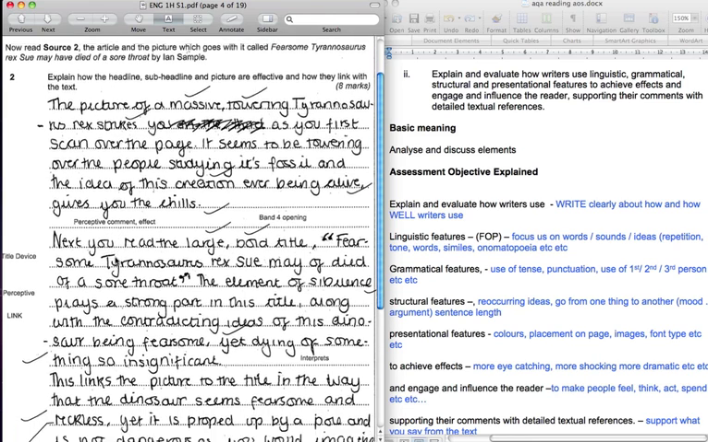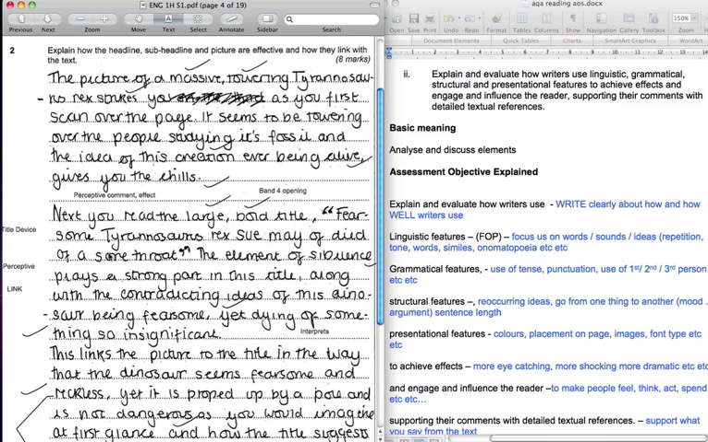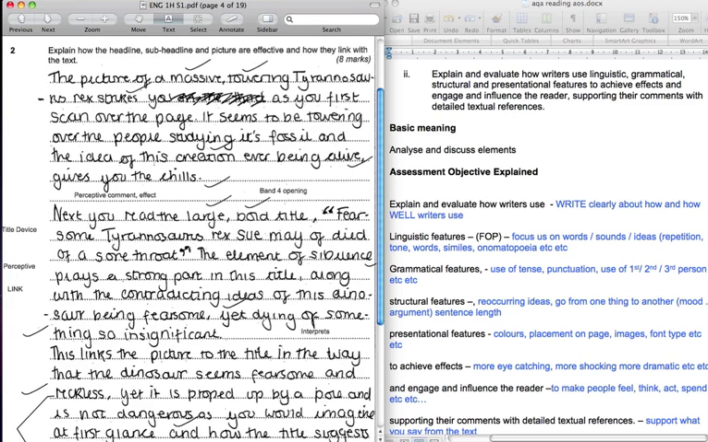Next, you read the large, bold title, Fear. Some Tyrannosaurus Rex Sioux may have died of a sore throat. So we've picked out the idea there, it's mentioned straight away. So we've actually mentioned the title device because it's large and bold straight away. And the element of sibilance plays a strong part in this title. So that's the repetition of the S sound, S all the way through. So that's looking at the linguistic features used.